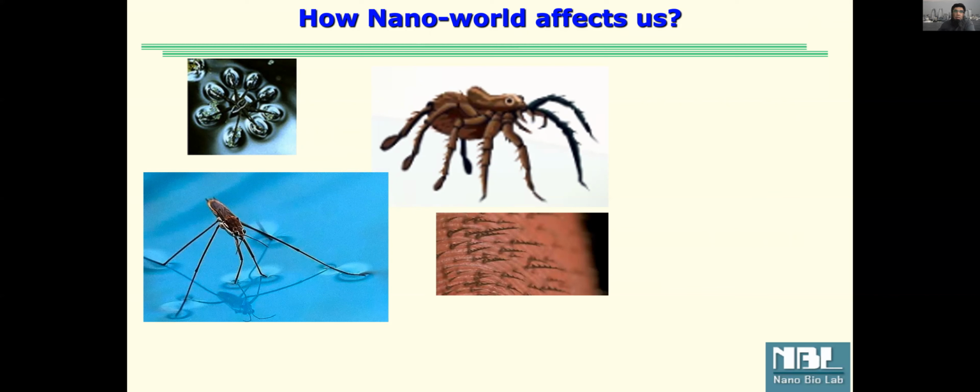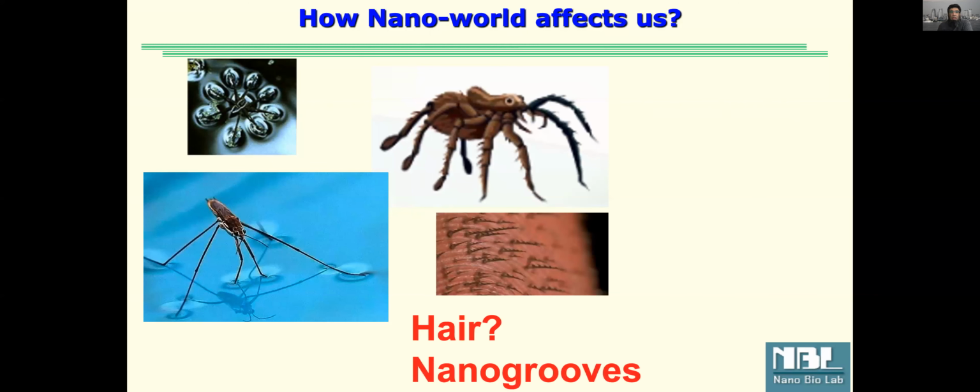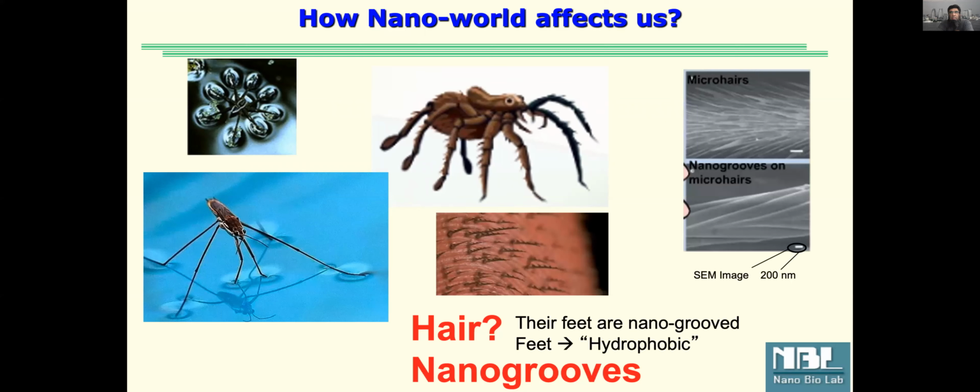So it's not too far from the reality, because all of the legs or the feet of these things that stride on water, walk on water, or water striders, they have hair on their legs, hair on those body parts. Not just hair, they have grooves on there as well, which possibly give them hydrophobic properties. So these are real scanning electron microscope images which show this micro hair on the surface of those legs. And when you go close to those micro hair, you see nano grooves over there.